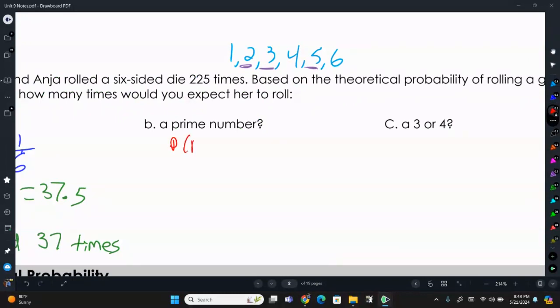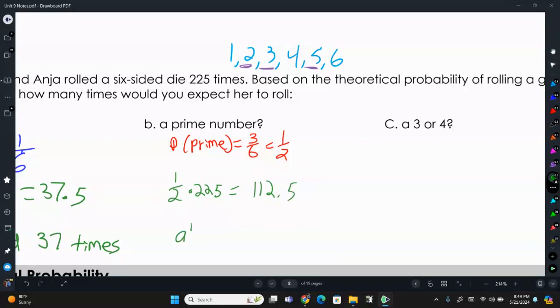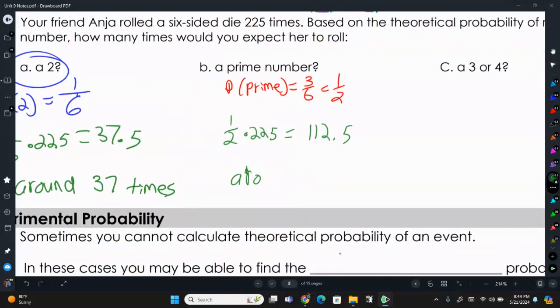So the probability of a prime number is 3 out of 6, or 1/2. So then we would do 1/2 times 225, and we get 112.5. So around 112 times. If you rounded that up to 113, that's fine too. But we know we can't have 112.5 times. You can't have half a success.